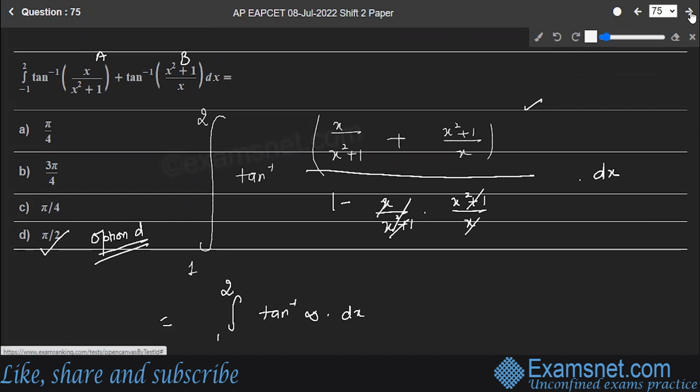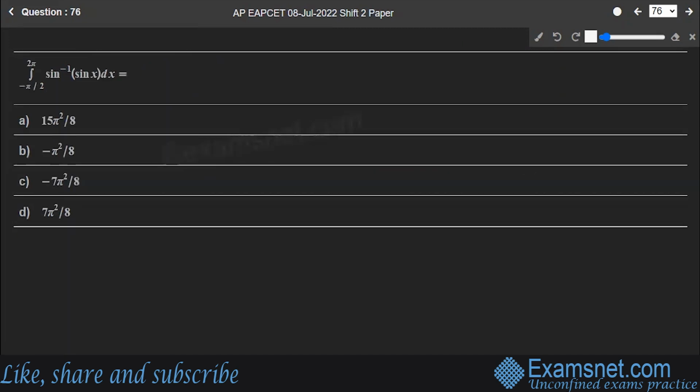Right? Clear? Next is question number 76. We have an integral problem again. Now the limits are minus pi by 2 to 2 pi, of sine inverse of sine x dx. So now look at the limits. The whole question revolves around the limits in this question. We have the limit.